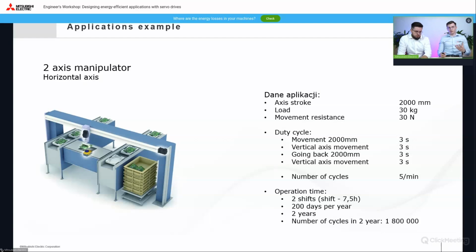The load is bigger also because we are driving the vertical axis, and it is 30 kilograms, and also there is bigger movement resistance. For the duty cycle, we're making a movement of full stroke for 3 seconds. Then we are waiting because there is a vertical axis movement. Then we are going back, and another vertical axis movement for these 3 seconds. The number of cycles in this case is 5 per minute. Operation time, we have 2 shifts as before, and with the number of cycles in 2 years, about 2 million cycles.